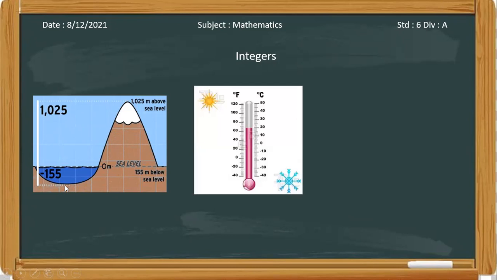Okay, so the next one, what is this? Why do we use this? Or what does it show? To check temperature. Yes, temperature. When it is sunny, or there is heat, or it is summer, the temperature is high, right? Which is positive, like 24 or 36 degrees Celsius, right?